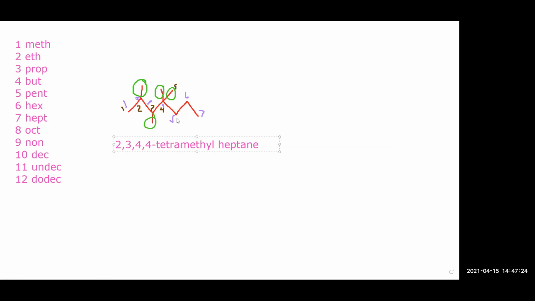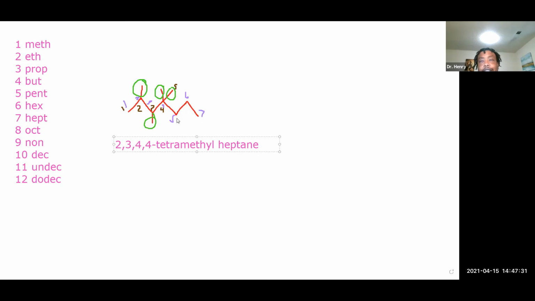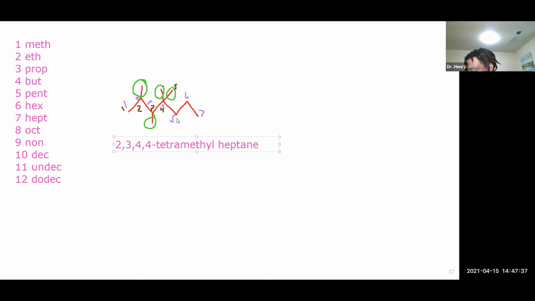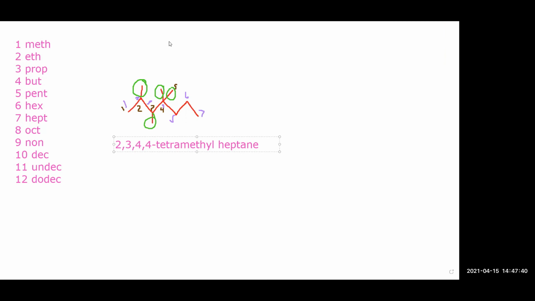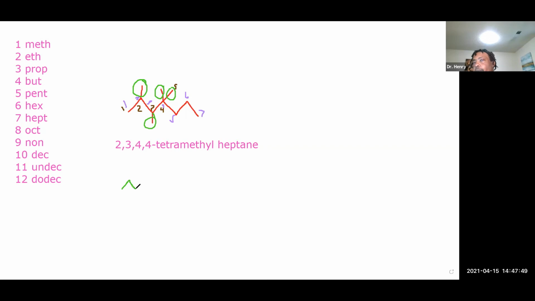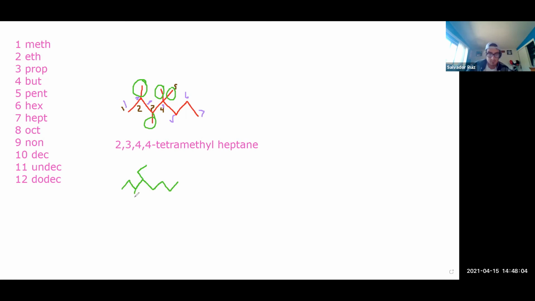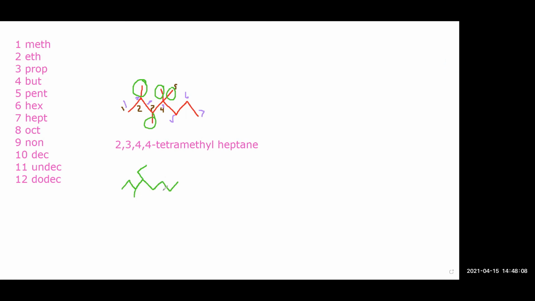Oh, I get it. YN was triple. What's double? A double bond is EN. Okay, we're on the same page now. YL is single. EN is double. YN is triple. Okay. Heptane.